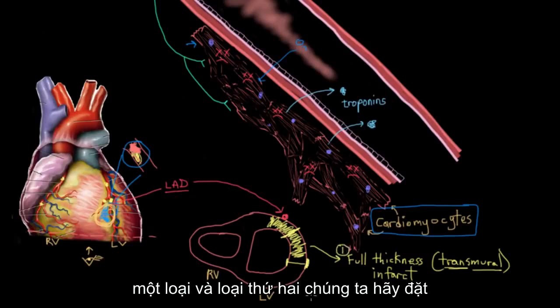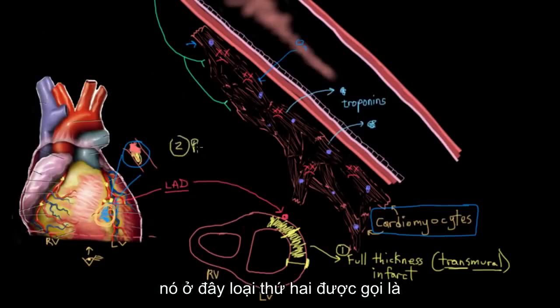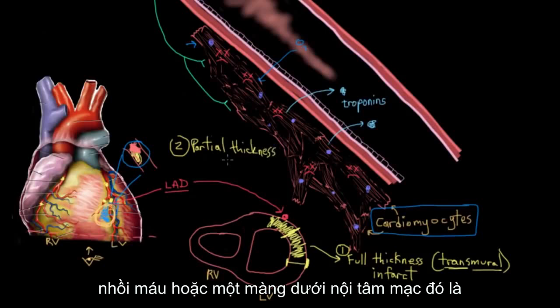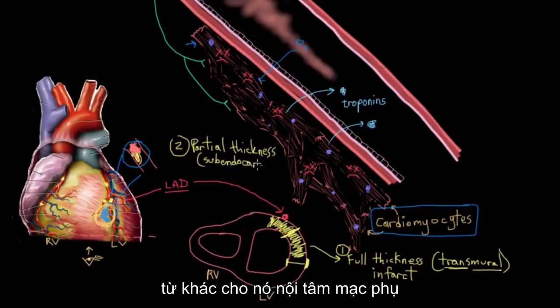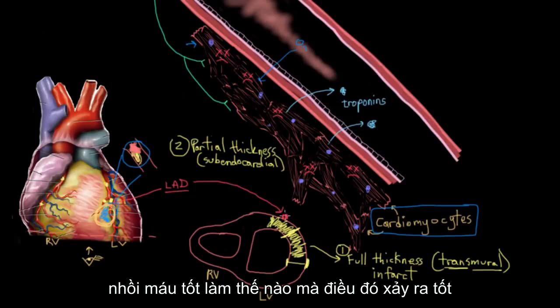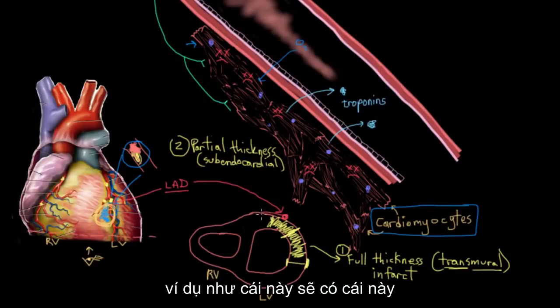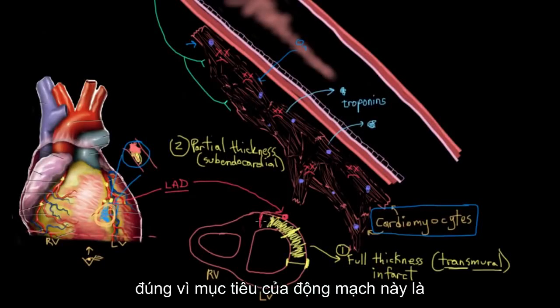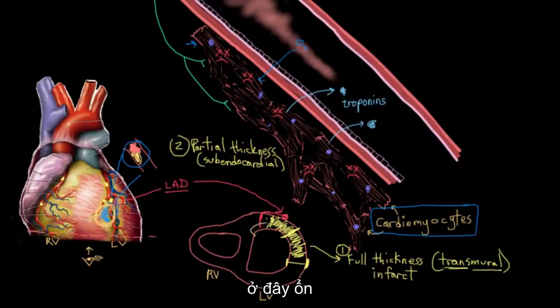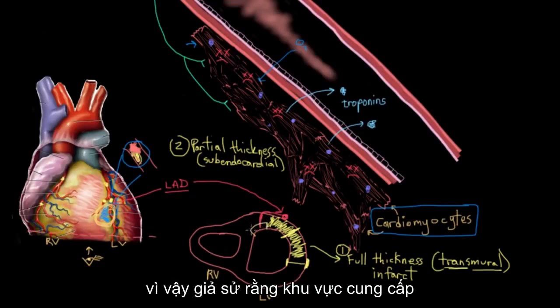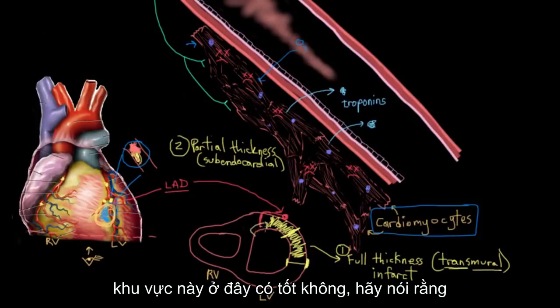That's one type. And the second kind, let's put it up here, the second kind is called a partial thickness infarct, or a subendocardial infarct. That's the other word for it. Well, how does that happen? Well, that happens because you'll have these little arteries that come off of the big ones. So, for example, there'll be this little one that comes off of the left anterior descending, and it will actually penetrate through the heart muscle wall, right? Because the goal of this artery is to supply blood to this little patch here. Okay, so let's say that the oxygen supply zone, the blood supply zone for this little penetrating artery is this area here.